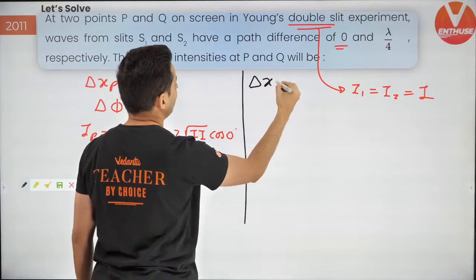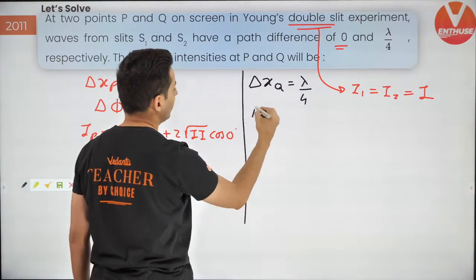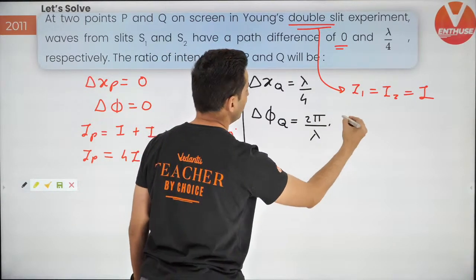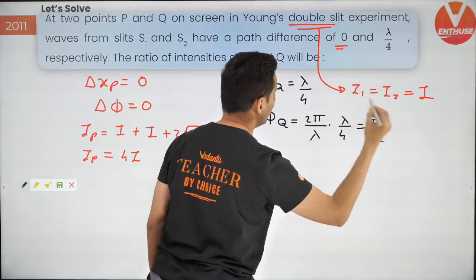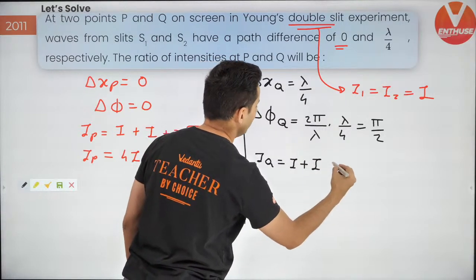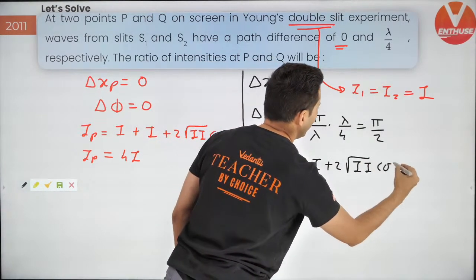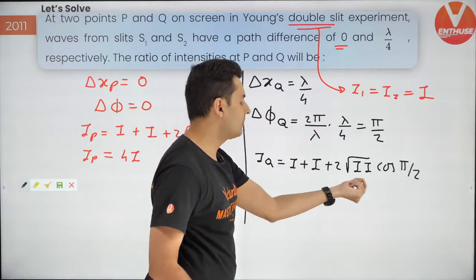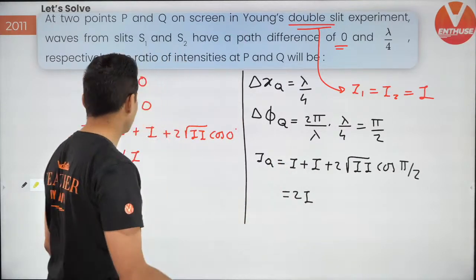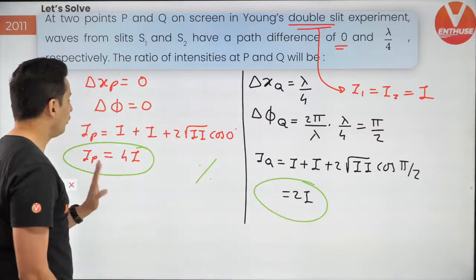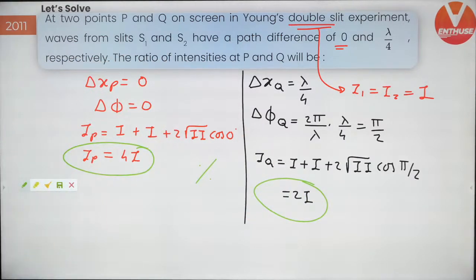Next, for point Q, the path difference is lambda by 4. So the phase difference for point Q will be 2 pi divided by lambda into path difference, which is pi by 2. So the intensity at point Q will be I1 plus I2 plus 2 root I1 I2 cos 90 degrees. Cos 90 is 0, this whole term vanishes. So I plus I is just going to be 2I. The question was, what is the ratio of this divided by this? So 4 divided by 2 is 2. 2 is to 1. Yes, very good, excellent. That's how you do this.